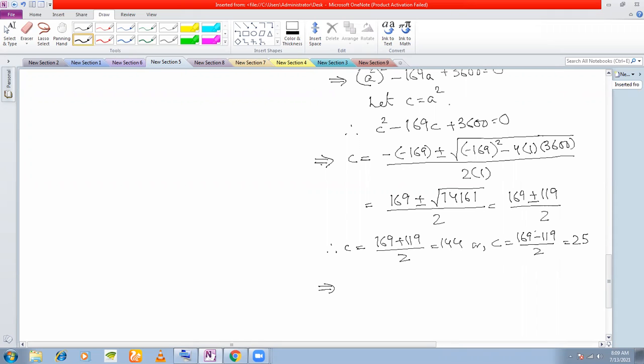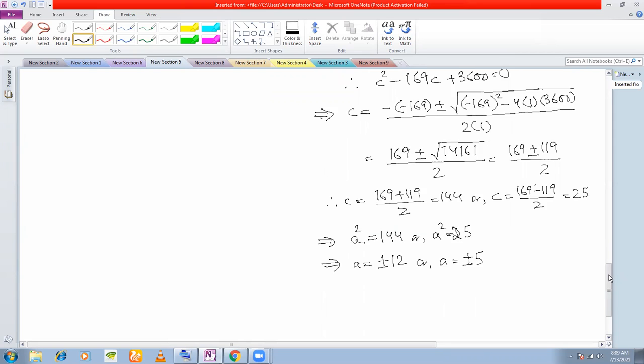But what is c? c is equal to a square, right? So either a square is equal to 144 or a square is equal to 25. That means a must be equal to plus or minus square root of 144, which is 12, or a is equal to plus or minus square root of 25, which is 5. So either a is equal to plus or minus 12, or a is equal to plus or minus 5.